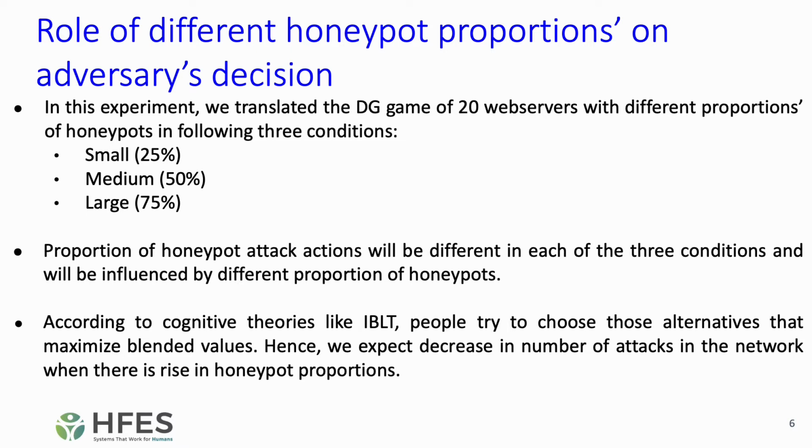To investigate the effect of different honeypot proportions, we had three conditions of DG where we varied the honeypot proportions: in the small condition 25% of them were honeypots, in the medium condition 50%, and in the large condition 75%. With a greater number of honeypots, there would be a decrease in the number of attacks, since attacking a honeypot gives negative rewards to the adversary.